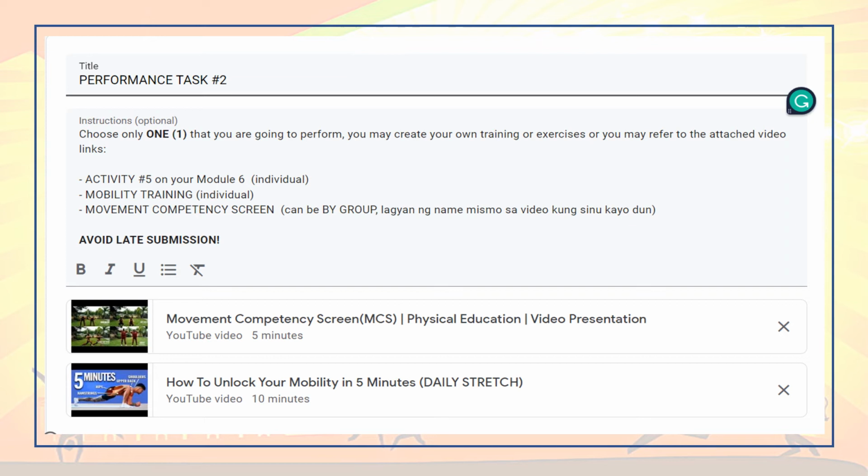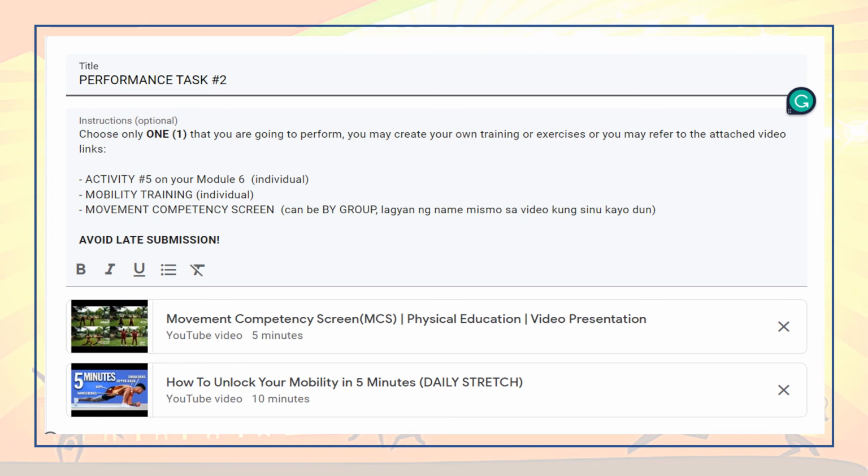And the third one is the movement competency screen. It can be by partner or by group. Lagyan lang ng name yung mismong video kung sino-sino yung nag-perform dun sa movement competency screen. Pwede nyo ulit gayahin yung video links na naka-attach below, or pwede rin kayong gumawa ng sarili nyong movement competency screen.